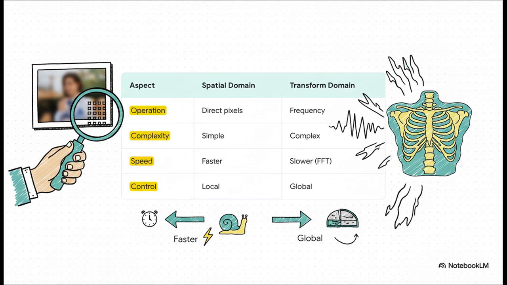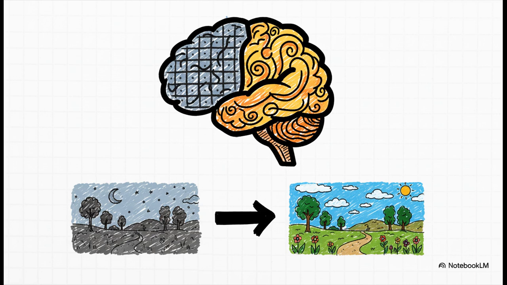The transform domain is more complex, yeah? But it gives you this amazing global control. And as we just saw, the best results usually come from mixing them together. And that's exactly what AI is learning to do.